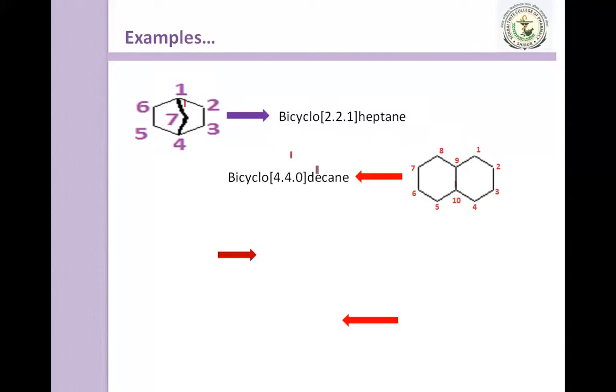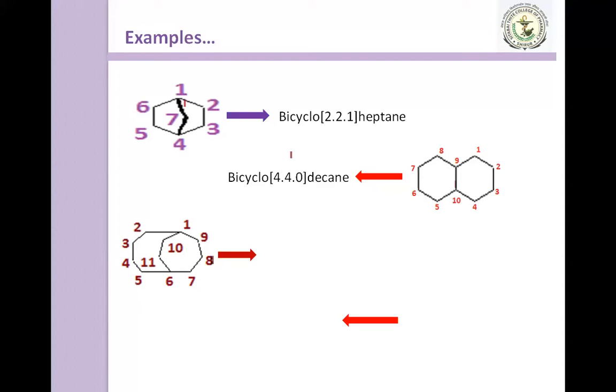Getting it? Now the third example. Here in this third example there is a 1, 2, 3, 4, 5, 6, 7 member ring fused with a 1, 2, 3, 4, 5, 6, 7 and 8 member ring. Now here, to this 1 you put the letter A, and to this 6 you put the letter B. So these are the bridgeheads. Bridgehead means the carbon which is common between these two fused rings.